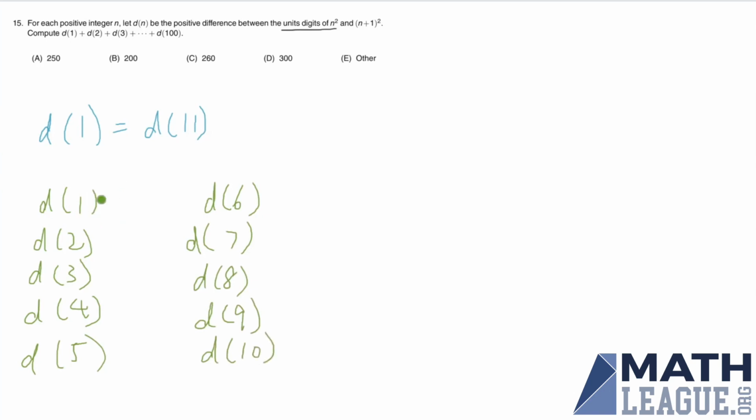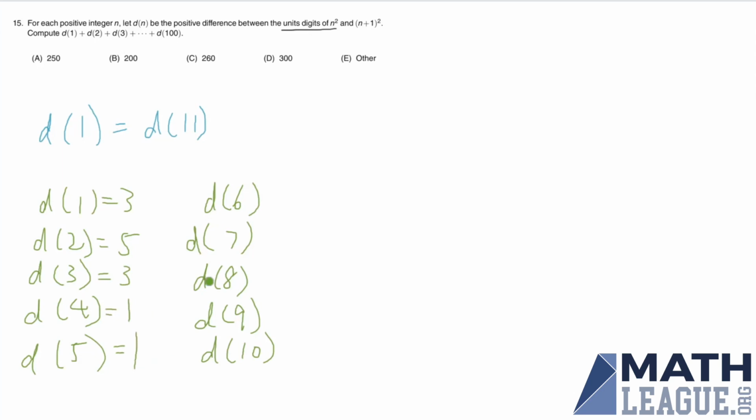So for d of 1, that equals 3, since 4 minus 1 is 3. d of 2 is 5. d of 3, you might think is 7, but remember we want the positive difference between the units digits. So that would be 16, and 9 gives us 9 minus 6 is 3. And then for 4, we go from 16 to 25, so that's 1. And then finally 5 to 6, we have 1 again.